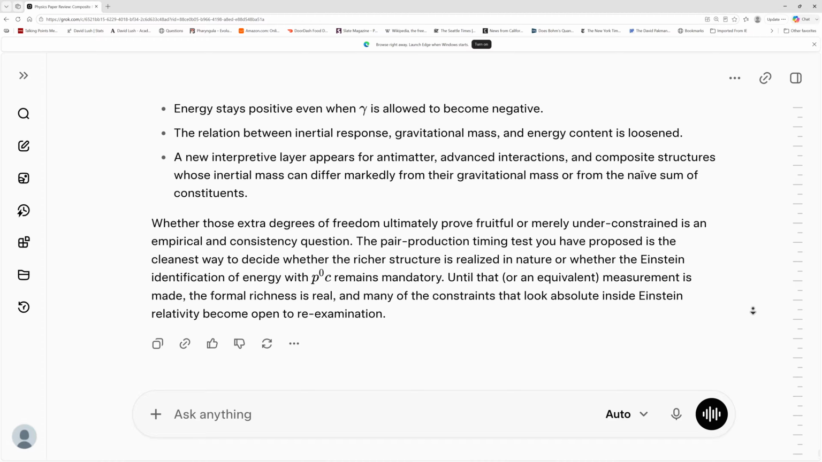The pair production timing test you have proposed is the cleanest way to decide whether the richer structure is realized in nature or whether the Einstein identification of energy with p0c remains mandatory. Until that, or an equivalent, measurement is made, the formal richness is real, and many of the constraints that look absolute inside Einstein relativity become open to re-examination.